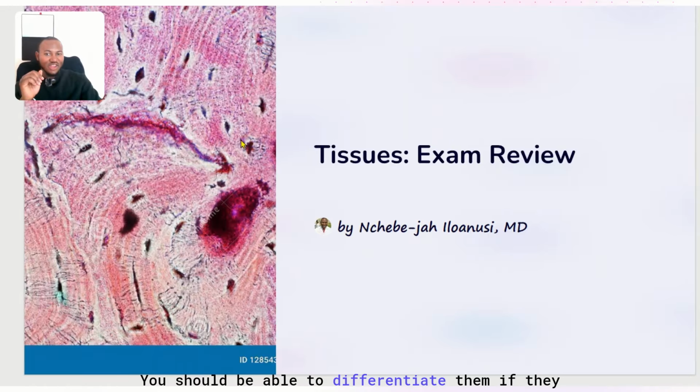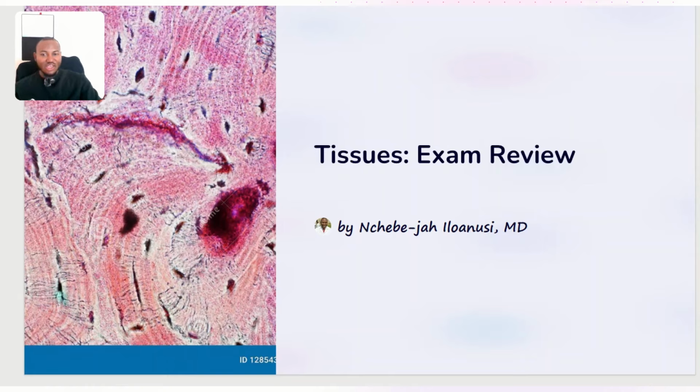You should be able to differentiate them if they give you this diagram and tell you to identify. This is smooth, very, very smooth, no striation. So these two are striated, but this is no striation. This cardiac and smooth, involuntary, but this is what? Voluntary. Now there are cells in each of them. For the skeletal, the nuclei is at the periphery. While for the cardiac, the nucleus is central.